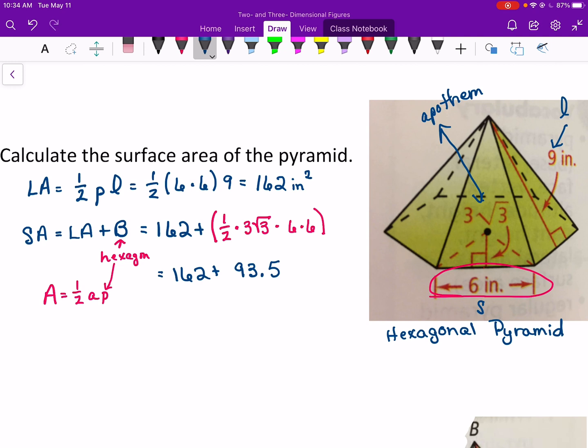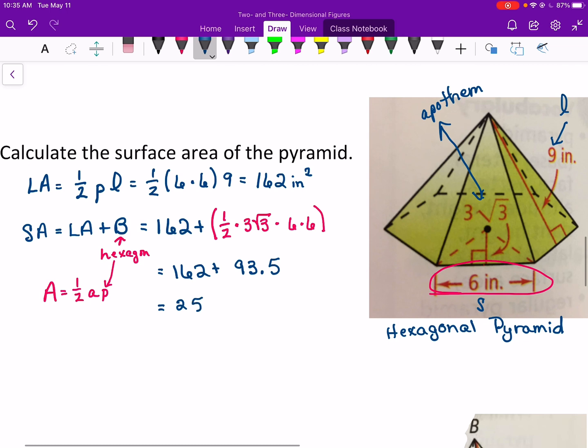In any order. I will tell you, I find it easiest to multiply all the numbers together that aren't under the radical, like the 1/2, the 3, the 6 times 6, and then take that answer times the square root of 3. When I'm teaching kids to do this, it seems that they're more successful if they multiply times that radical last. And then finally add the 162, and our surface area is 255.5 inches squared. You will have a hexagonal pyramid on your assignment, so make sure you have this written down, or at least have it somewhere you can reference it.